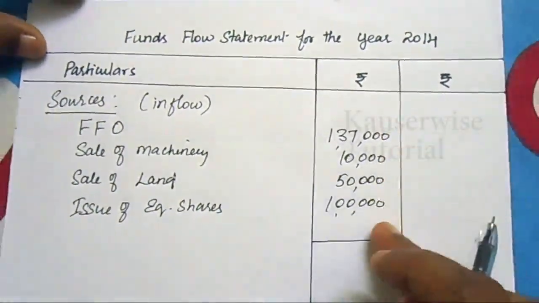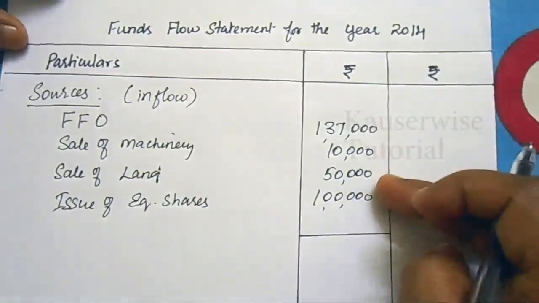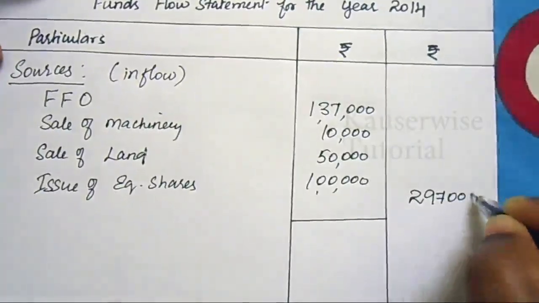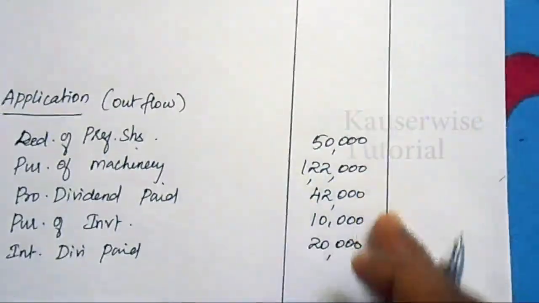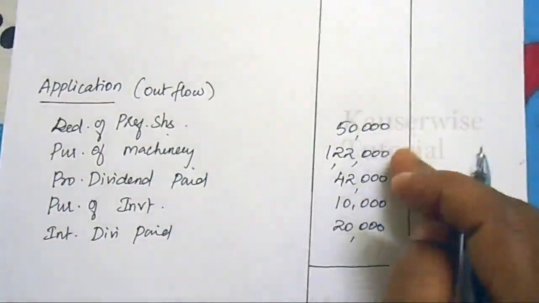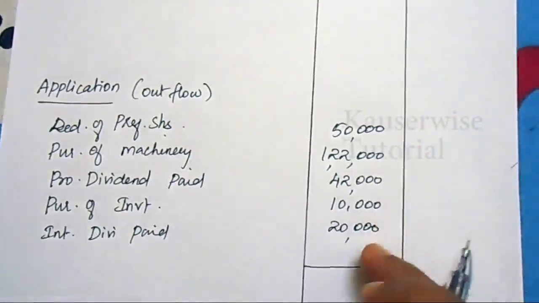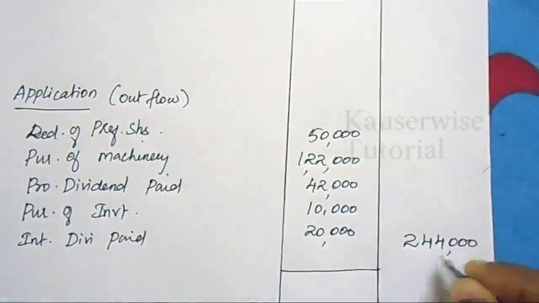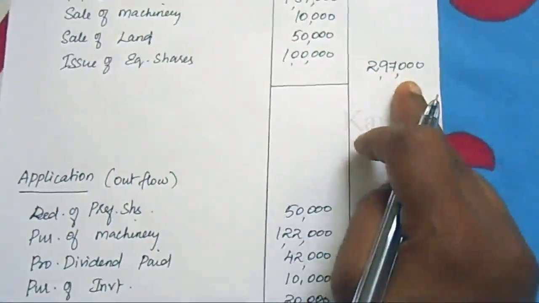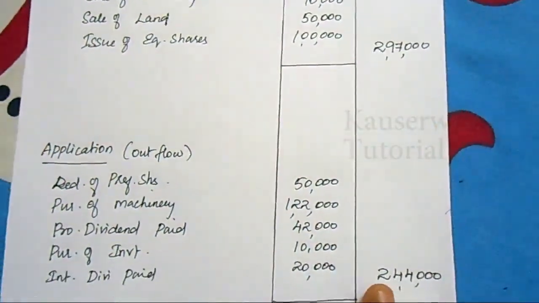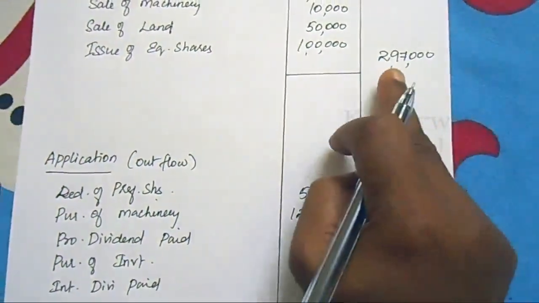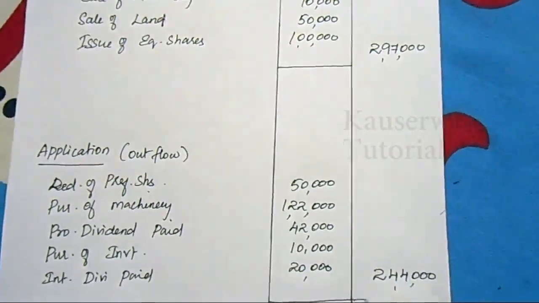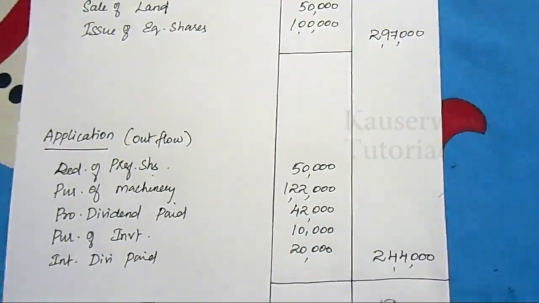Now get the total. What is the total sources? 137 plus 10 plus 50 plus 1 lakh. Total 2,97,000. And find the total of application: 50 plus 122 plus 42 plus 10 plus 20. That is 2,44,000. So total sources 2,97,000, but total applications only 2,44,000. That is total inflow 297, total outflow 244. What is the difference? 53,000.